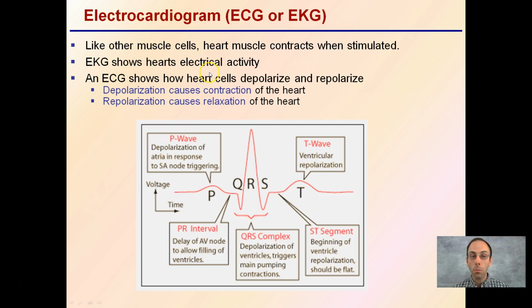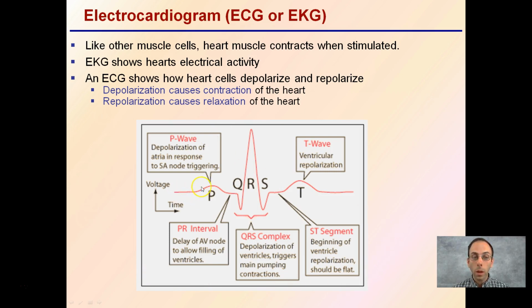So it's electricity actually moving through the heart. We're looking at the heart cells depolarizing and repolarizing, and that's what we're seeing with these little peaks and valleys. They're all labeled, and we're going to go over each section and what it actually means. This is a good general summary.